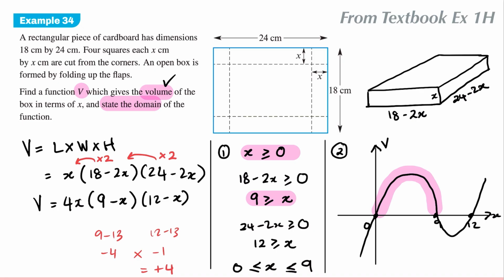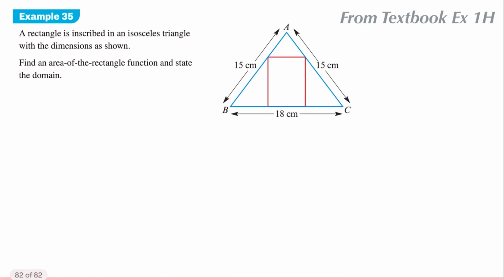Okay, so that's how you can go about solving this problem with two different ways to find the domain. On to our last problems for today. That's example 35. What we are going to do is we've got a rectangle. It's inscribed in an isosceles triangle with dimensions as shown. Find an area of rectangle function and state the domain. So what we're looking for is this area here. And this one's going to be very interesting. It's a question that you might not have seen before. So this is what I was talking about, trying out different things, trying out as many questions as you can to expose yourself.